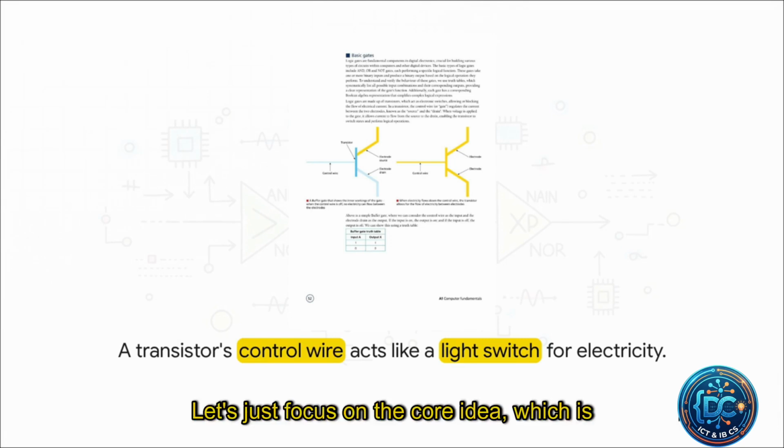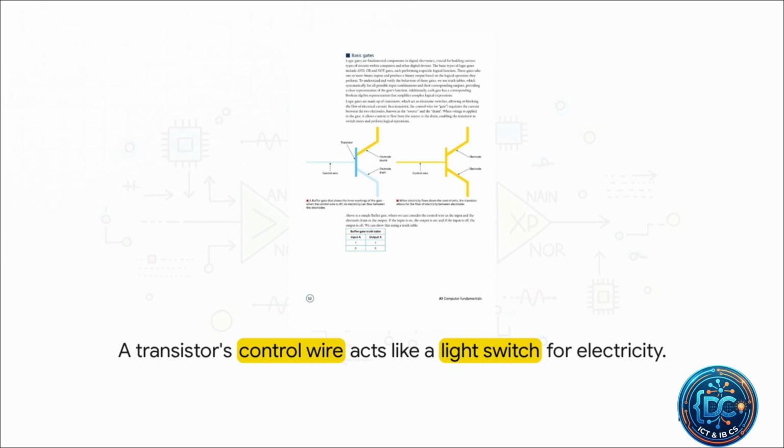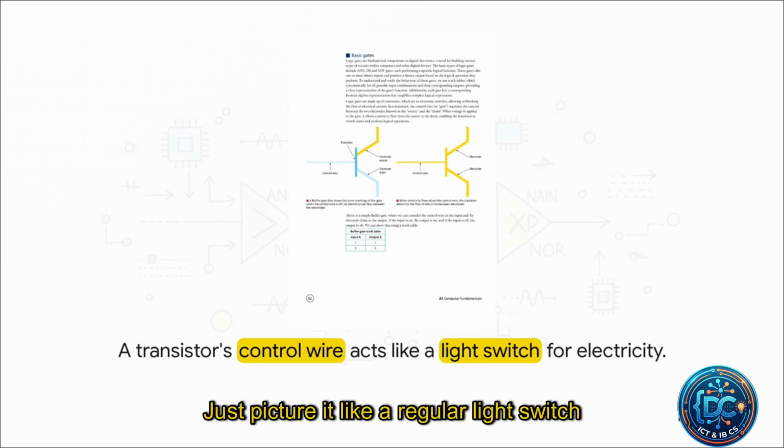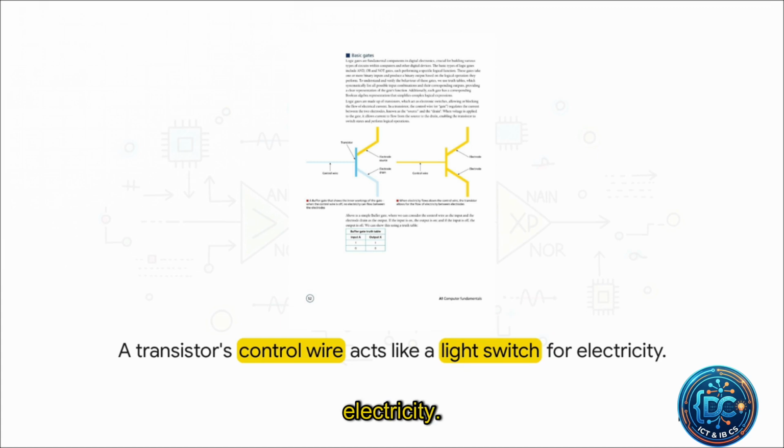Okay, now don't get bogged down in the super technical details here. Let's just focus on the core idea, which is actually really simple. See that control wire in the middle? Just picture it like a regular light switch on your wall. When a tiny bit of electricity hits that wire, bam, it flips the switch on, that opens up a path, and a much bigger electrical current can flow right through. But if there's no signal on that control wire, the path stays closed. Simple as that. It's a perfect little switch controlled by electricity.